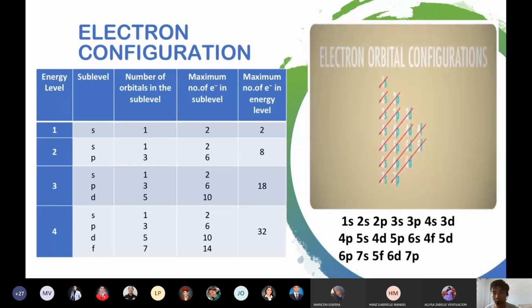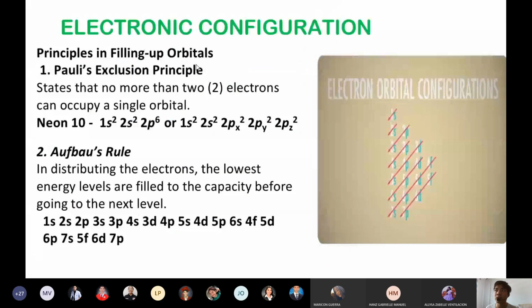Okay. So bago tayo pumunta mismo doon, punta muna tayo sa tatlong principles in filling up the orbitals. We have 3 principles in filling up our orbitals. Number 1, we have the Pauli's exclusion principle. It says that no more than two electrons can occupy a single orbital. Yan sinasabi ko kanina na for every box, 2 electrons lang.